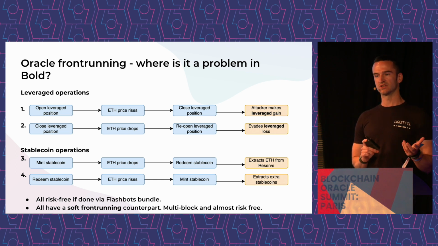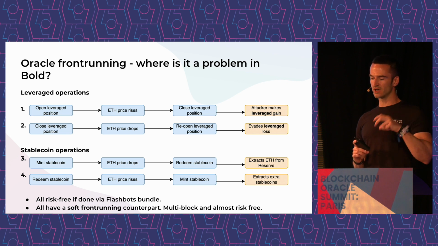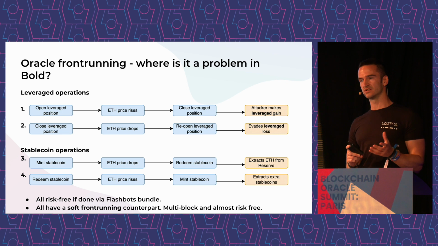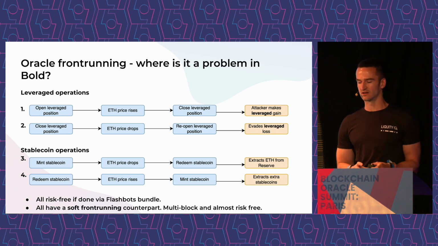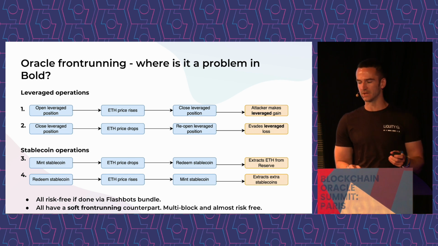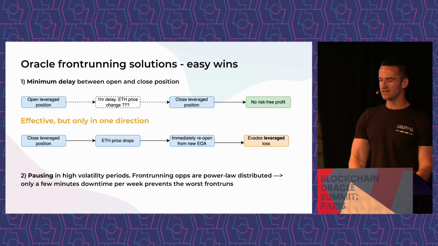Conversely, if they already have a position open, they could close it as a front run to an ETH price drop, then reopen it and evade a leverage loss. And yes, these gains are actually leveraged, so they're amplified. So the gains or the loss evasion is greater than it would be without the leverage. Similar with stablecoin operations, you can use mints and redeems to sandwich oracle updates, but they're not as bad because the gains aren't leveraged.